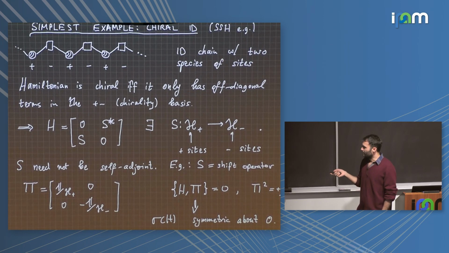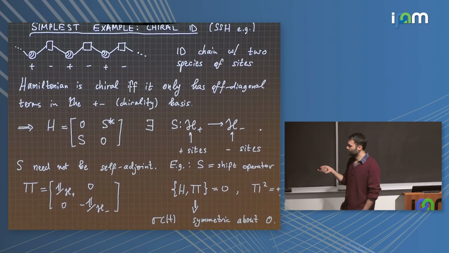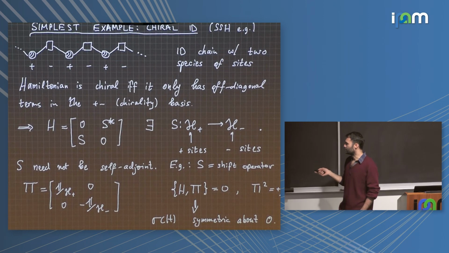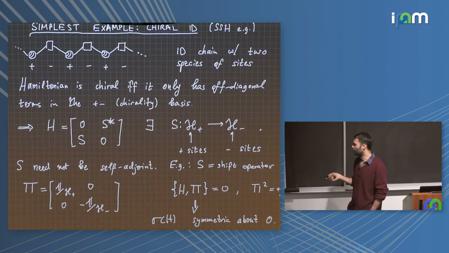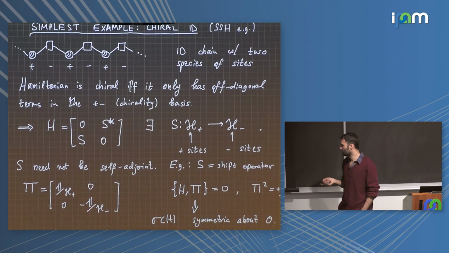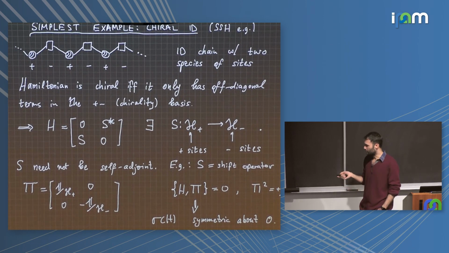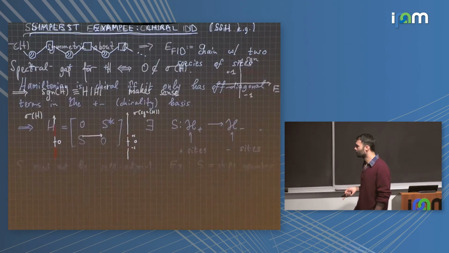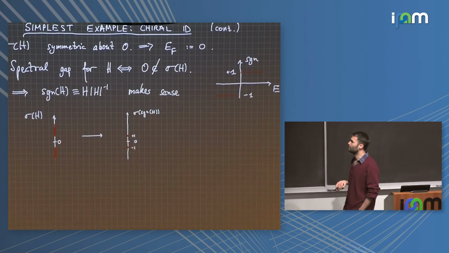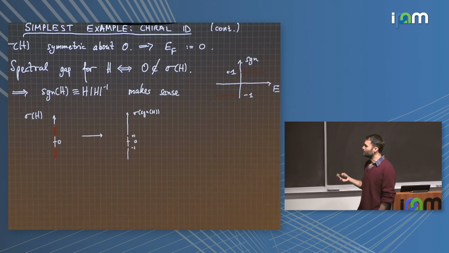So you have the chirality operator that is plus on the positive sides and minus on the negative sides. And having this off-diagonal form means that you have this anti-commutation relation, which in particular means that the spectrum of the Hamiltonian is symmetric about 0. So we should put the Fermi energy at 0. And so the spectral gap regime means that 0 is not in the spectrum.